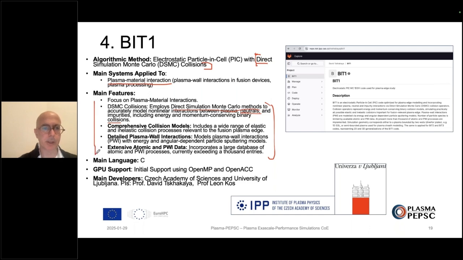So we're very happy to have them. The code is in C, using a minimum number of libraries, mainly MPI. As part of the project, we also started looking at supporting OpenMP and OpenACC, and we have the initial support. The work is led by the Institute of Plasma Physics, Czech Academy of Sciences.